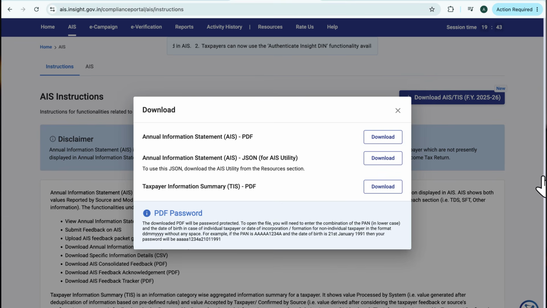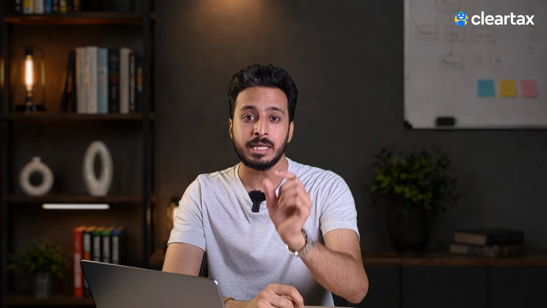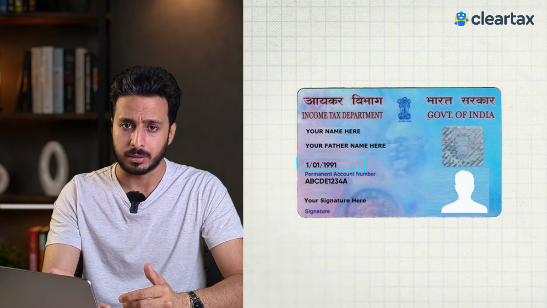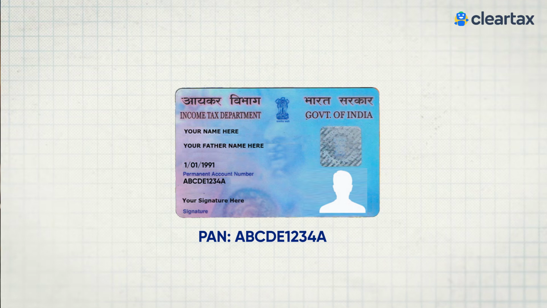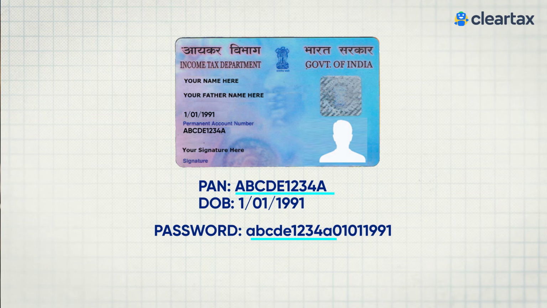On the next screen, you will have three download options. You can click on the first option to download AIS in the PDF format. After downloading, you will need to enter a password to open this AIS. The password is very simple. Firstly, please enter your PAN number in lowercase followed by your date of birth. For example, if the PAN is ABCDE1234A and the date of birth is 1st January 1991, then your password will be as shown on the screen.